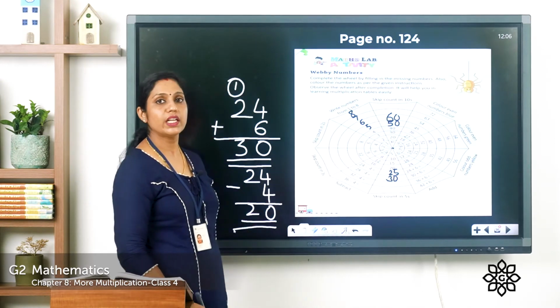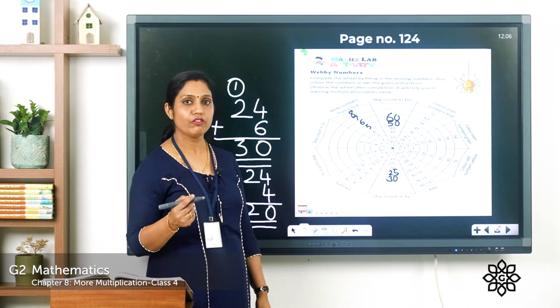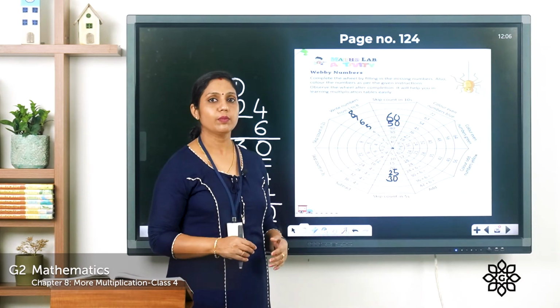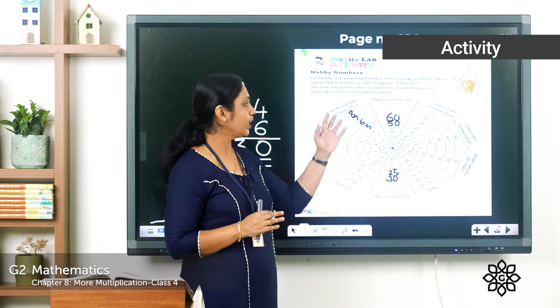Next, skip count in threes. That is, you have to write the table of 3. Here, skip count in twos. You can write the table of 2 there. So likewise, you can complete this web.